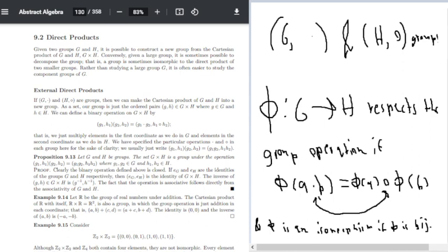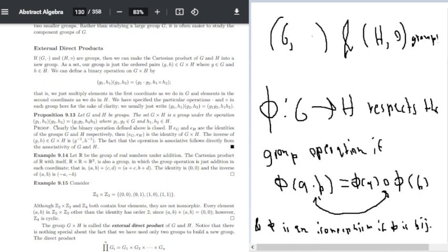9.2. Direct products. Given two groups G and H, it is possible to construct a new group from the Cartesian product of G and H, G times H. Conversely, given a large group, it is sometimes possible to decompose that group. That is, a group is sometimes isomorphic to the direct product of two smaller groups. Rather than studying a large group G, it is often easier to study the components of G.